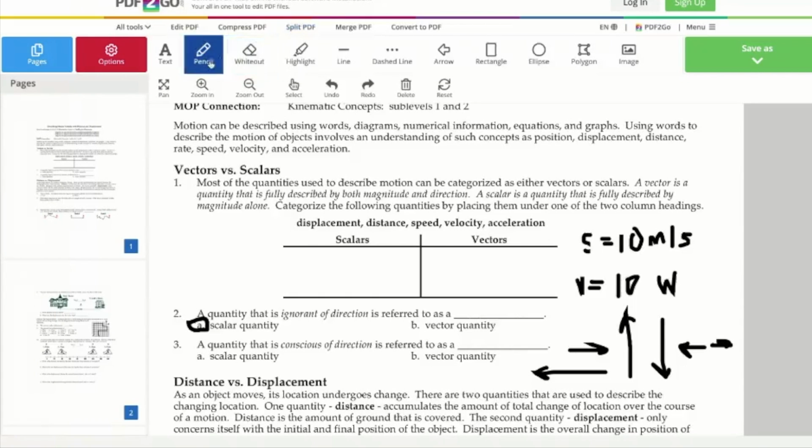I kind of gave away some of the answers, but Lily, if you want to keep going. Now we're just going to classify them. So displacement, is displacement a scalar or a vector?